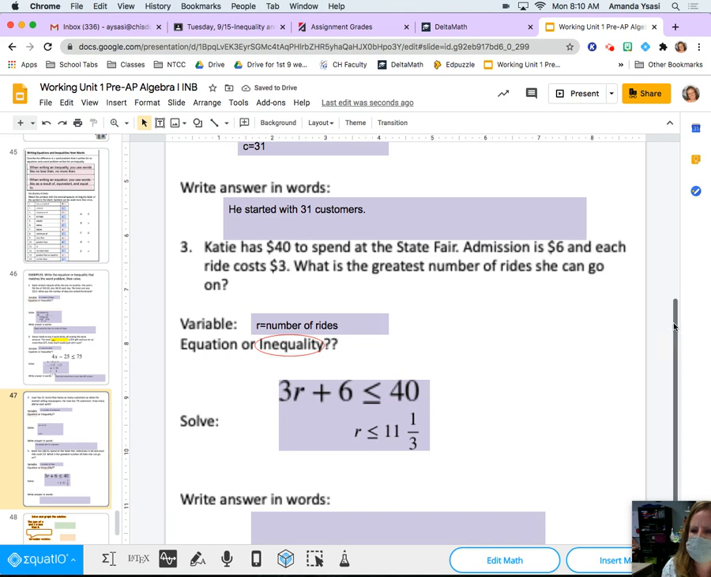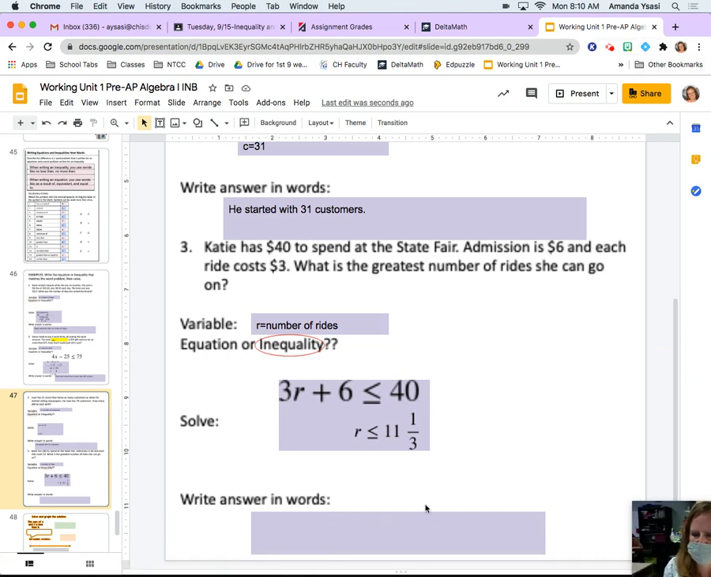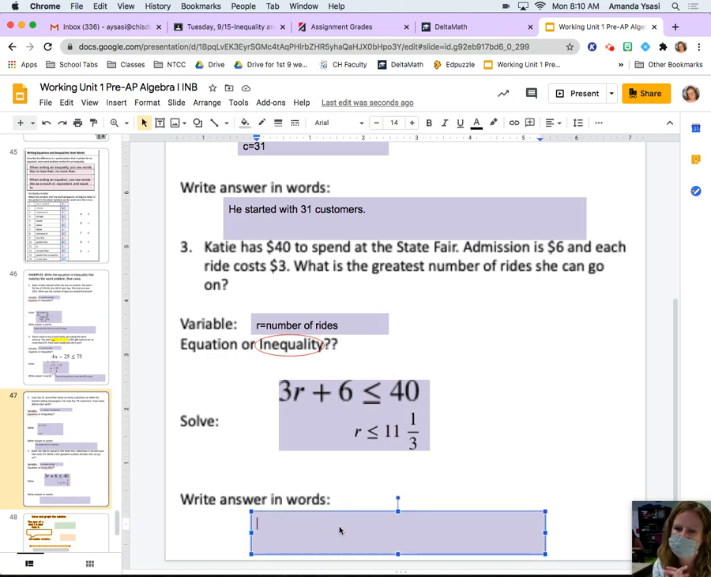But when we are writing this in words, we can't do 1/3 of a ride. So how can we write this? Okay. Katie can ride up to 11 rides. No more than 11 rides. 11 rides or less.